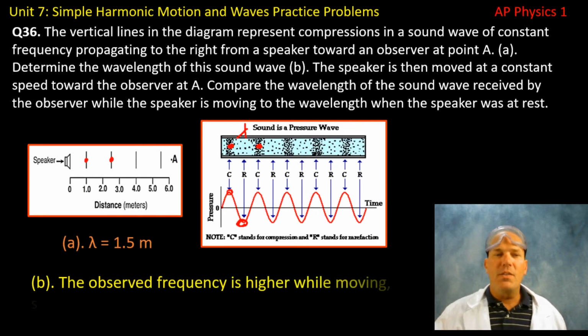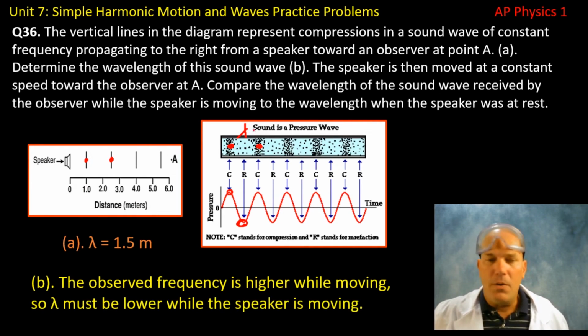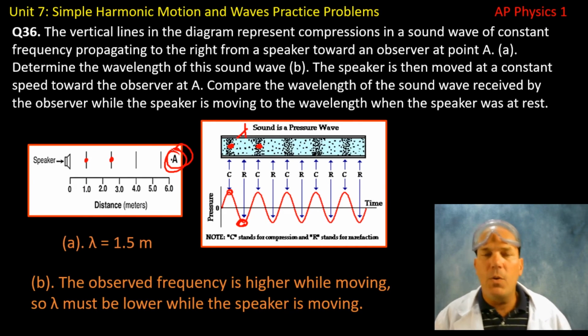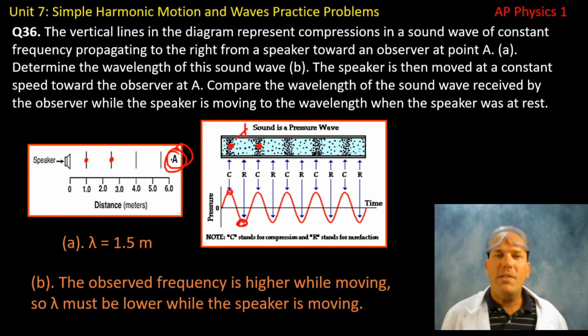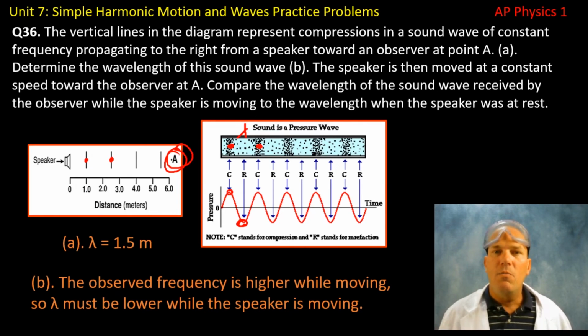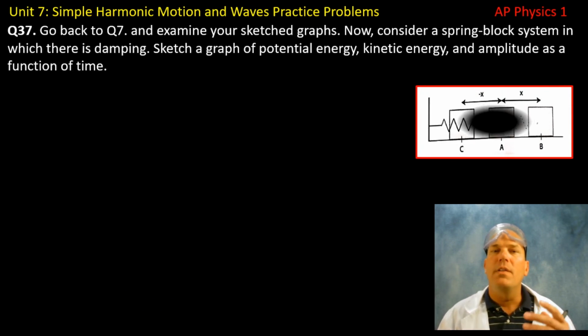In part B, it's moved toward observer A. So here's A hanging out right here, and it's moving to the right toward A. Well, we know what's going to happen here. We talked about this in question 35. The observed frequency is going to be higher. It's going to have a higher pitch, Doppler effect. Well, if the speed is equal to the frequency multiplied by the wavelength, and if the frequency goes up, speed stays the same, what are we going to see happen to the wavelength? It's going to go down.